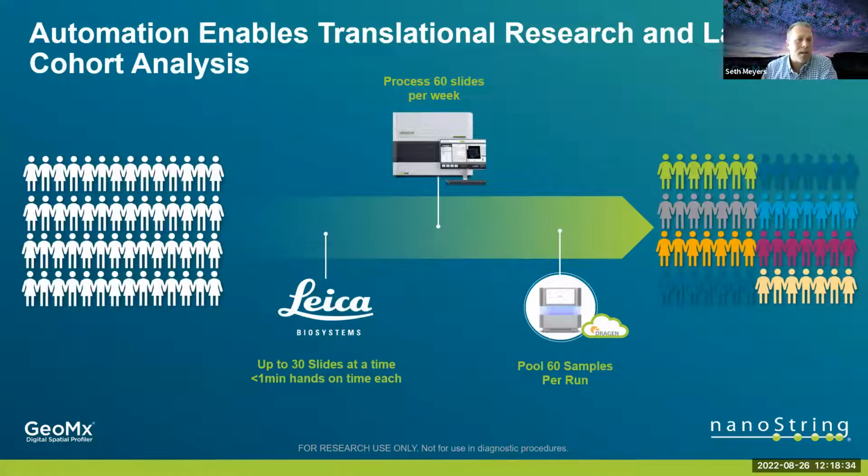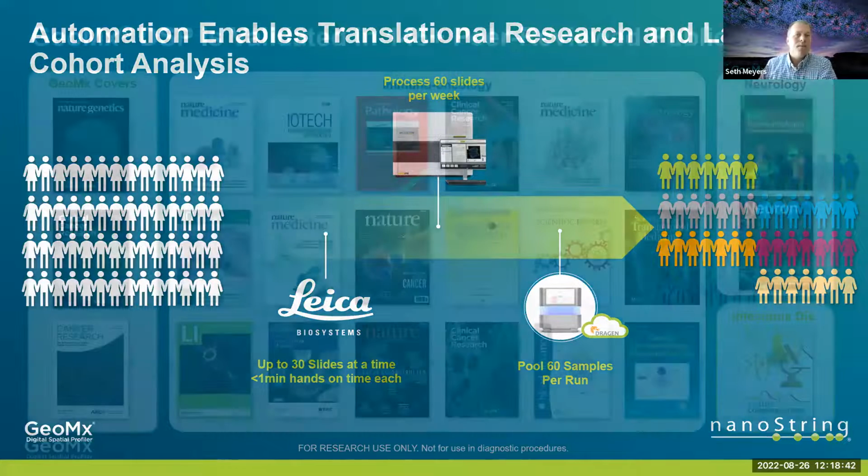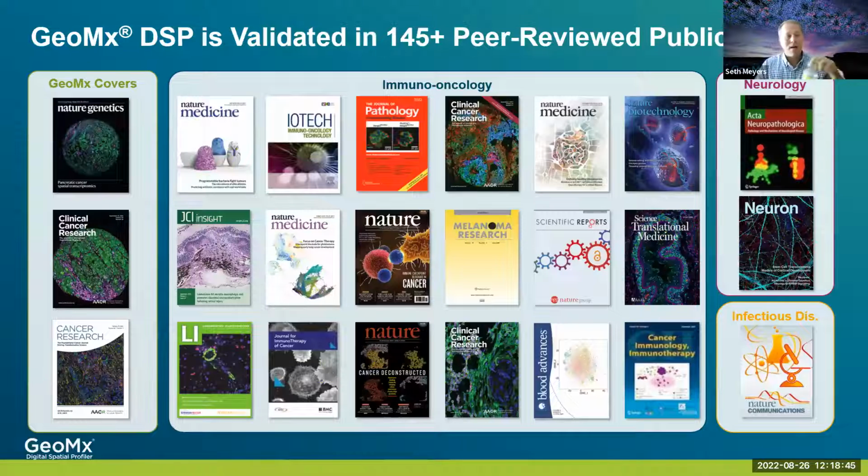So we provide great tools for automation that enable large research studies and large cohort analysis, with the use of our Leica and our Illumina partnerships. And this has ultimately led to over 145 peer-reviewed publications year to date using our GeoMx digital spatial profiler. We've found that GeoMx has been a great tool for answering critically biologically relevant questions across a variety of research areas, certainly within immuno-oncology, infectious disease, and neurology. And we've had a number of great covers that have come through using the GeoMx platform.